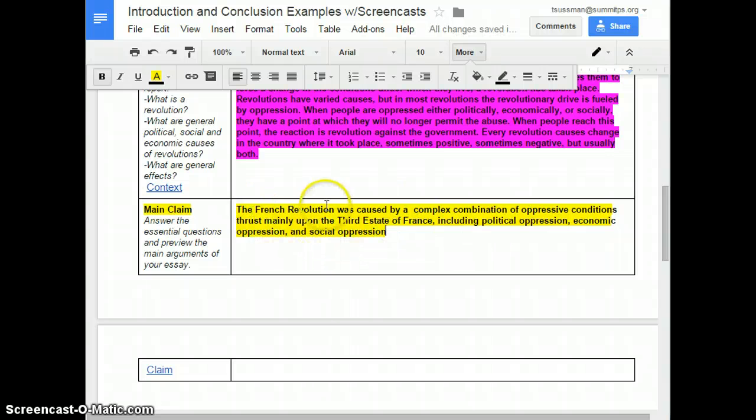So we said it was caused by a complex combination of oppressive conditions thrust mainly upon the Third Estate of France, including political oppression, economic oppression, and social oppression. If you want, you can go into more, like to talk a little bit about what kind of political oppression, what kind of economic oppression, what kind of social oppression. That might be pushing up towards a 6. Out of 5, just introducing that all 3 things were happening is enough, because you're going to go into more depth in your introduction or in your body 1 paragraph.